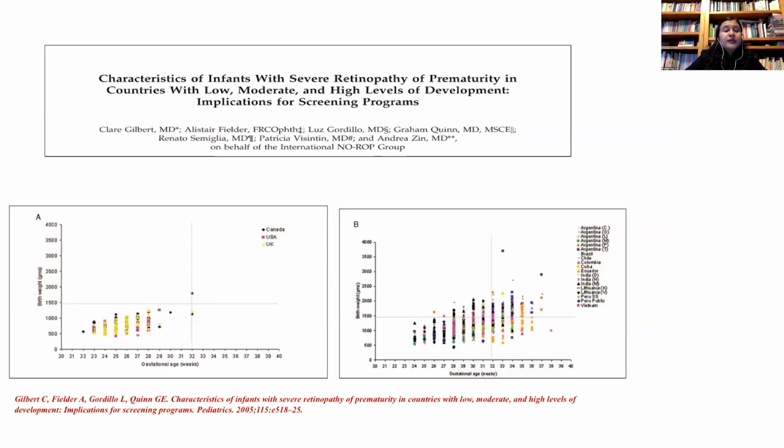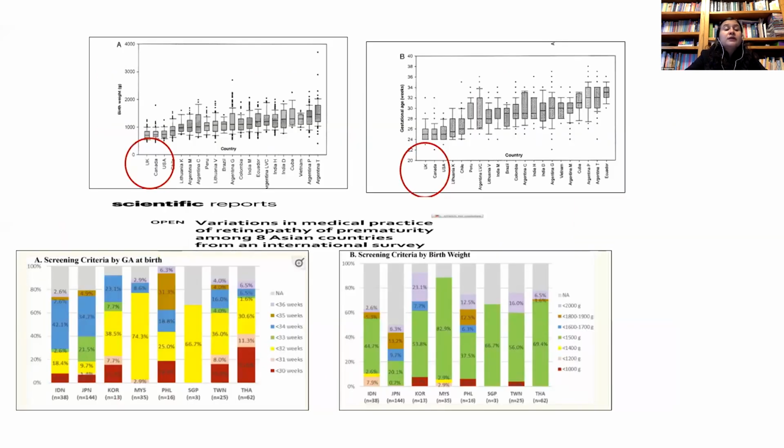So Gilbert et al., in their remarkable study, found that countries with high levels of development have low birth weight and gestational age criteria compared to low and moderate levels of development in various countries. And if you see this box plot, the median birth weight and median gestational age is quite less in high-income countries compared to low and middle-income countries, and even variations occur in different Asian countries also.